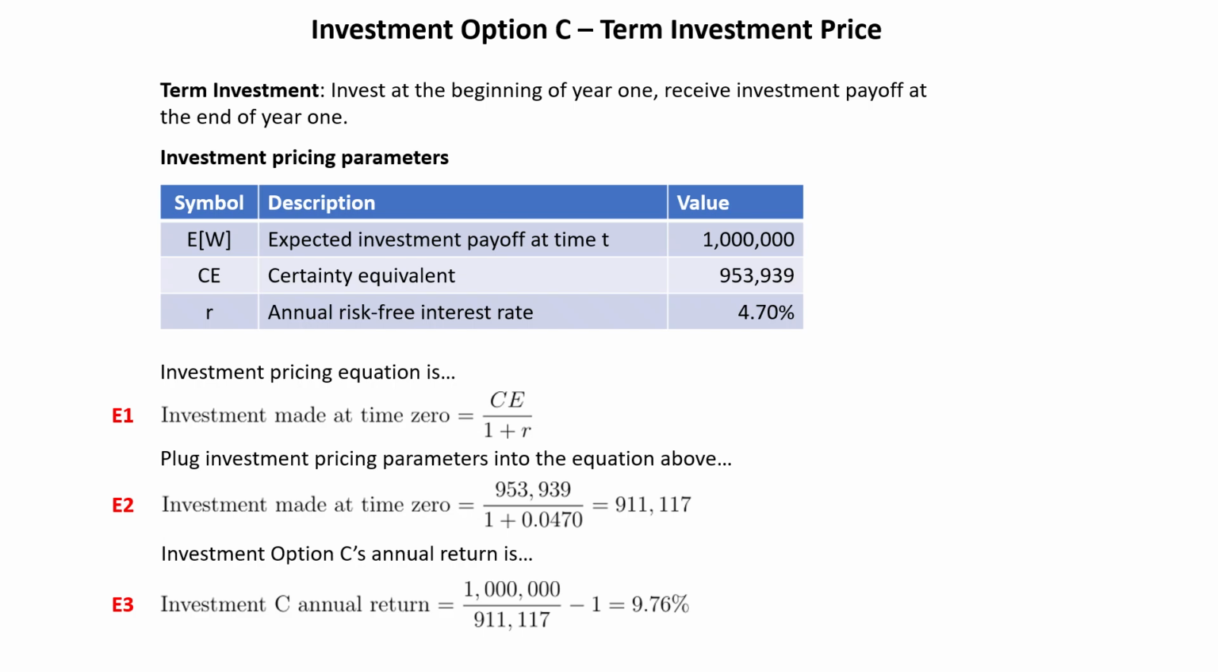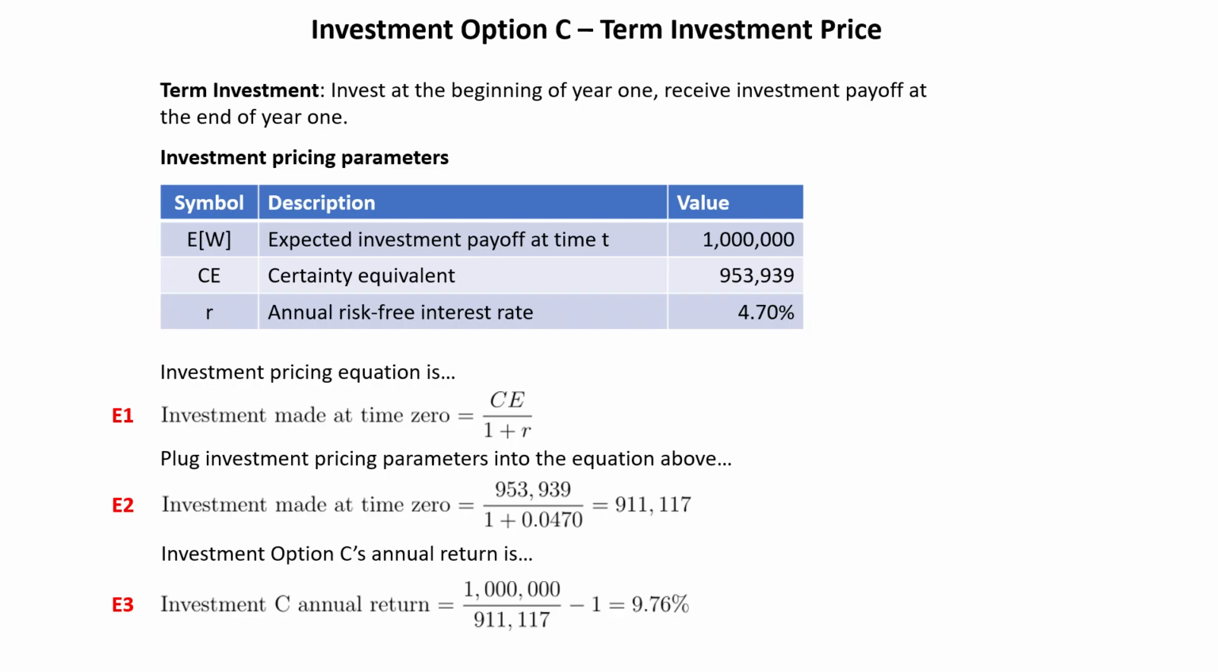But now we're going to assume that we have this annual interest rate of 4.7%. So if we looked at E1, the investment made at time zero. In other words, we know that if we take the certainty equivalent, remember that we're indifferent between the certainty equivalent of 953,939 and rolling the dice on our bet. So if we receive the 953,939 at the end of 1 year, what would that be worth?